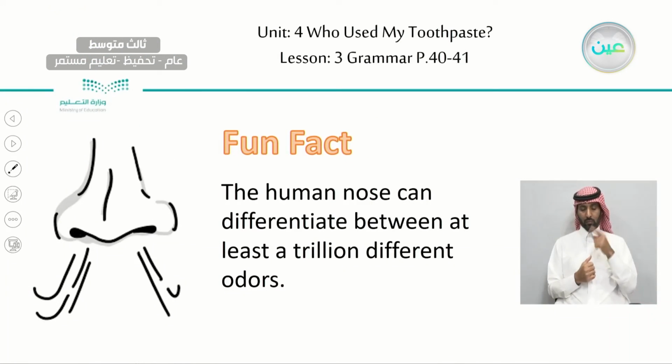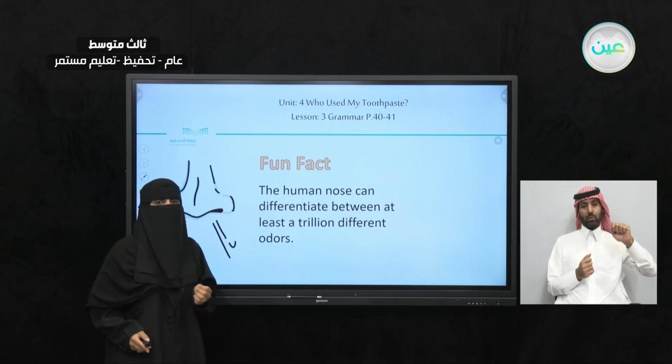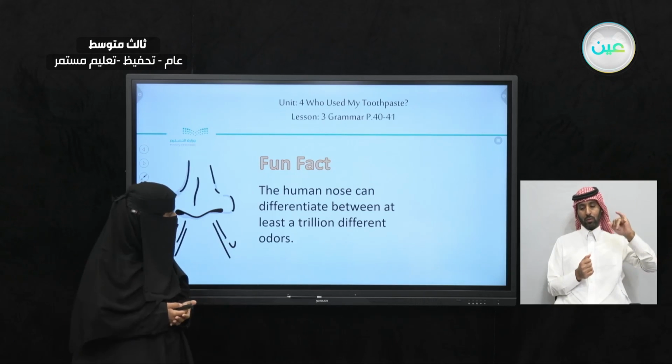For our fun fact today, we have a picture of a human nose. The human nose can differentiate between at least 1 trillion different odors, different smells, okay? So it can differentiate between 1 trillion. This is hopefully a new fact, something fun to learn.